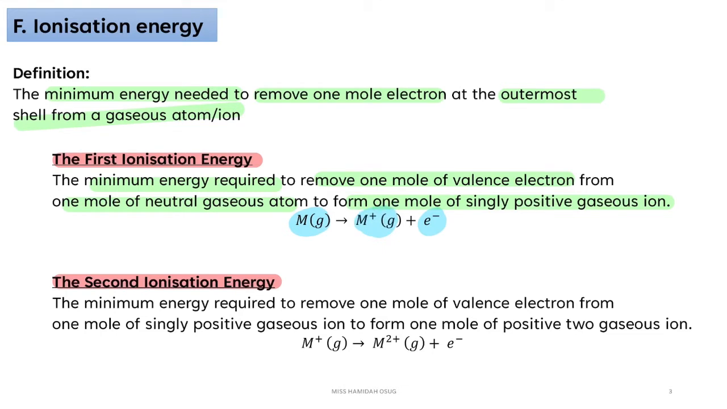Meanwhile, the second ionization energy is the minimum energy required to remove 1 mole of valence electron from 1 mole of singly positive gaseous ion to form 1 mole of positive 2 gaseous ion. So the only difference is the charge of the ions. We are removing 1 mole of electron from 1 mole of singly positive gaseous ion to form 1 mole of positive 2 gaseous ion.